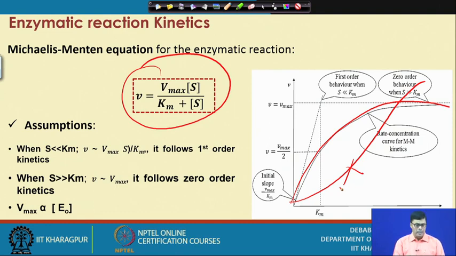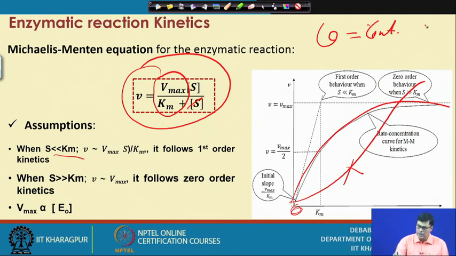Now, what does it tell? At low substrate concentration, when you are here, how does V tend to Vmax? At low substrate concentration, S is low, so I can ignore it as compared to Km. Then Km is constant, and V will be equal to a constant into S, and this is a first order reaction. So it follows first order kinetics.